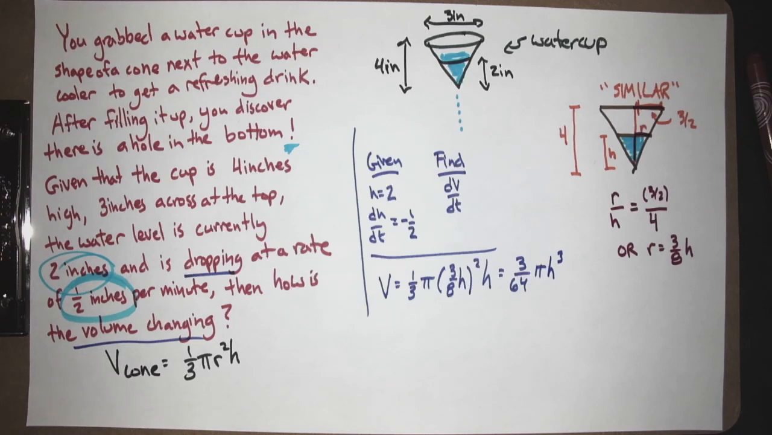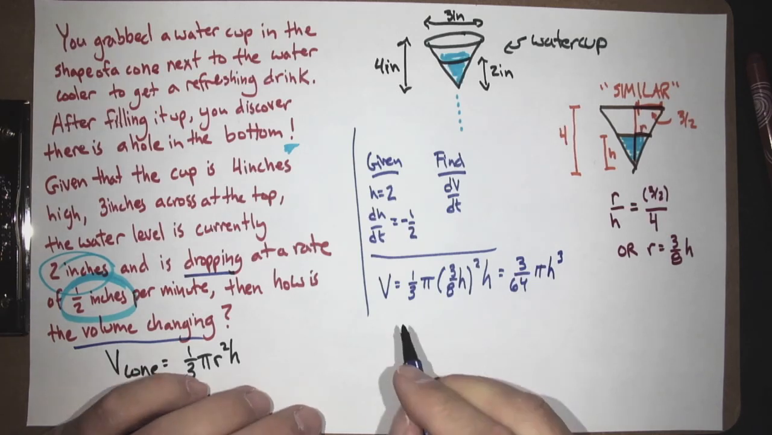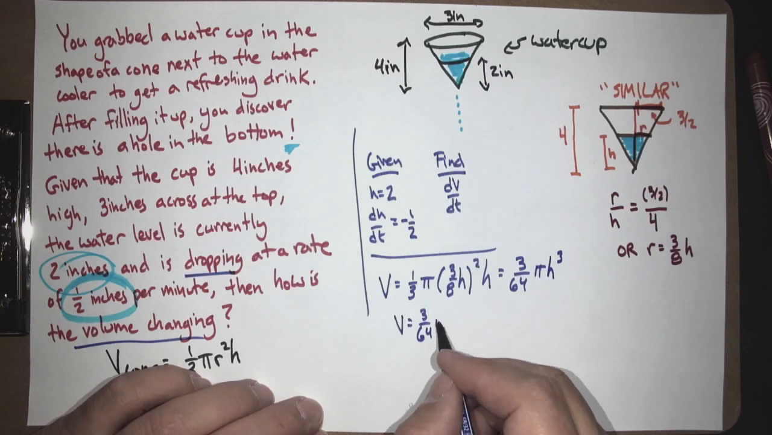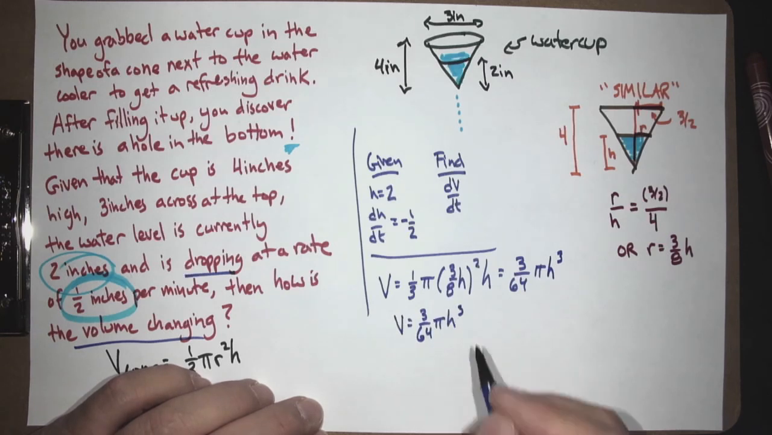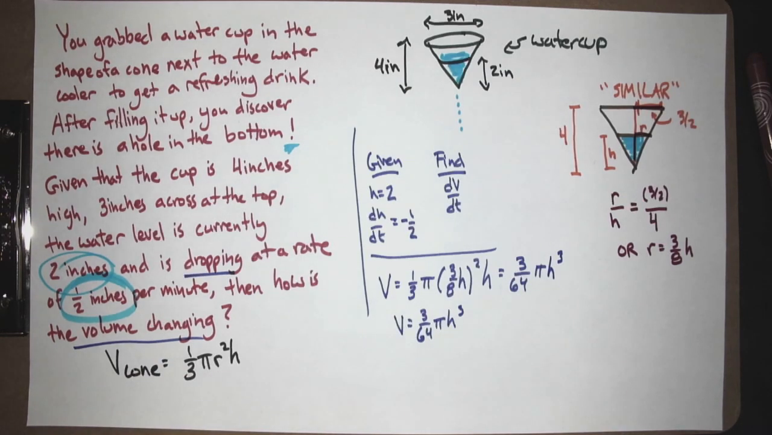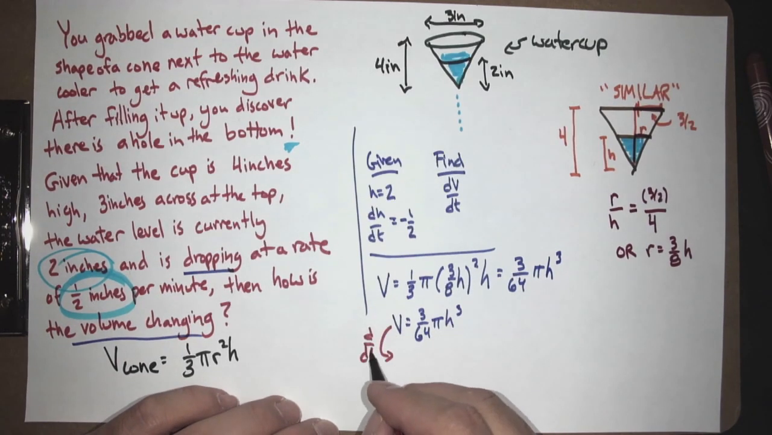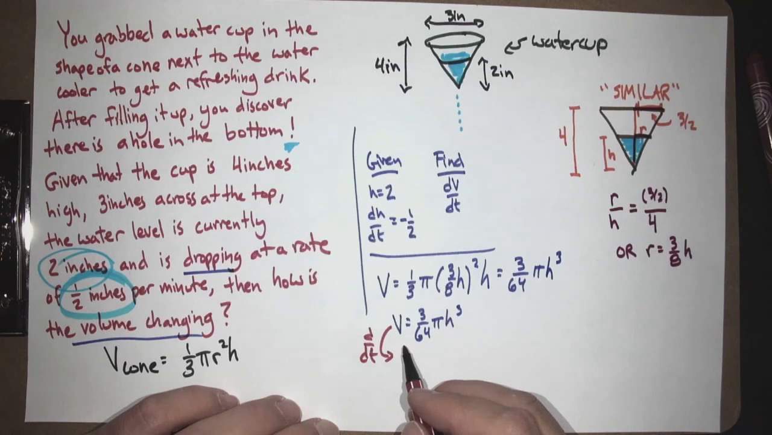So, are we done yet? We have our relationship. Once we have our relationship, what do we need to do? Well, we don't plug in yet. What happens before we plug in? Derivative. So, we're going to take the derivative with respect to t. Derivative of V with respect to t.